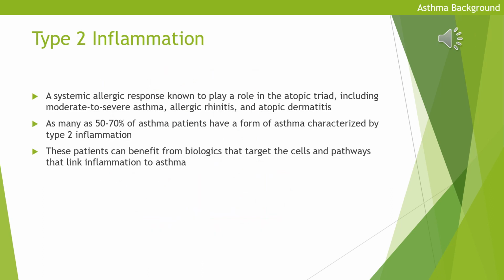In addition to the triggers shown in the previous slide, there is also another cause of asthma called type 2 inflammation. This is a systemic allergic response known to play a role in the atopic triad, which includes asthma, allergic rhinitis, and atopic dermatitis. As many as 50 to 70% of asthma patients have a form of asthma that's characterized by this type 2 inflammation. And so this is something that you should keep in mind if a patient presents to you with moderate to severe asthma symptoms, because these patients can benefit from biologics that target the cells and pathways that link inflammation to asthma. And we will talk briefly on these biologics toward the end of the presentation.